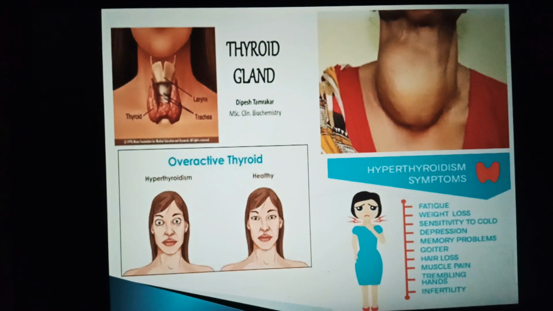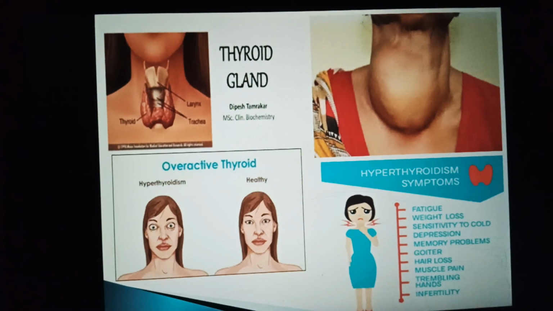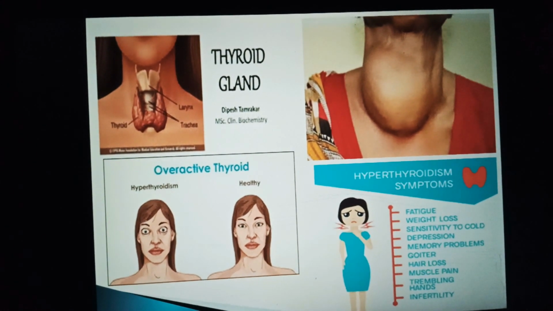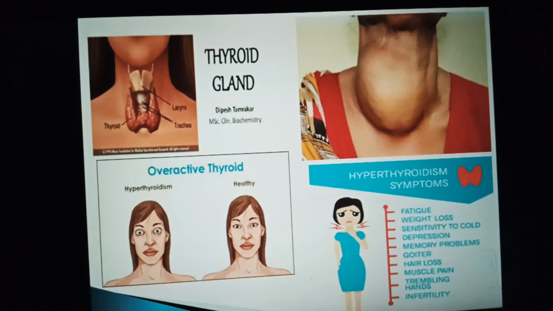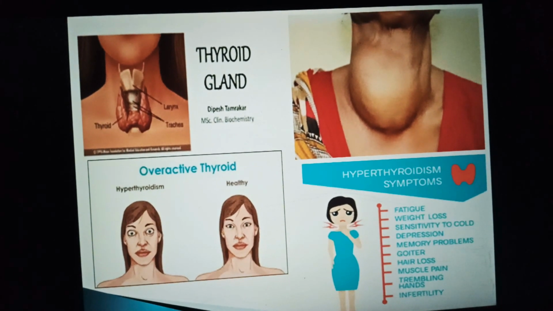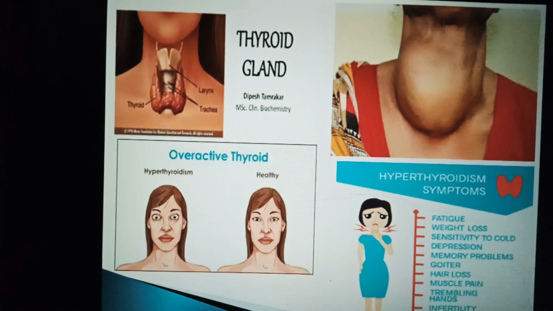The next one is the thyroid gland. This is the largest endocrine gland in the human body. It is present in the neck region below the larynx and produces a hormone called thyroxine. Iodine is required for the production of this hormone.